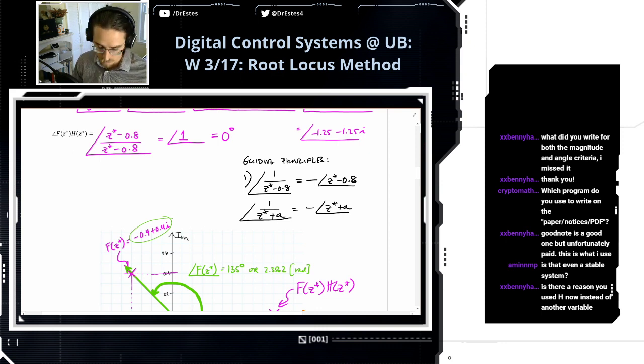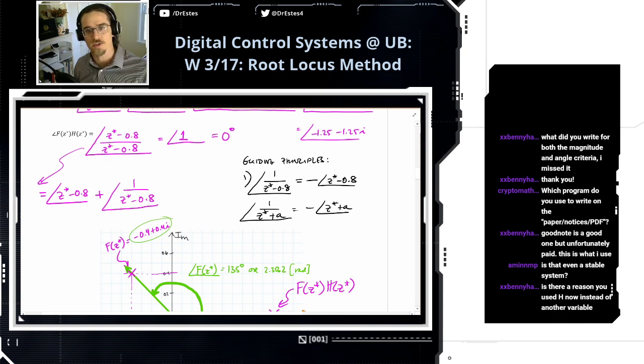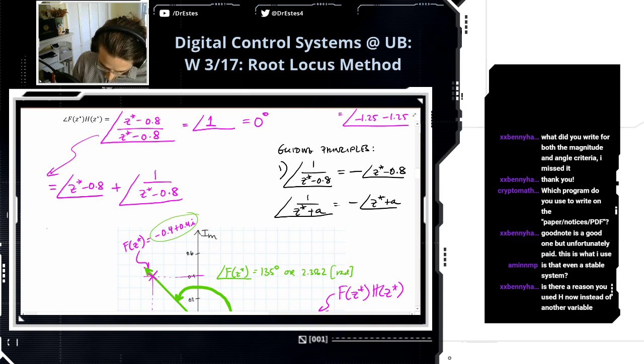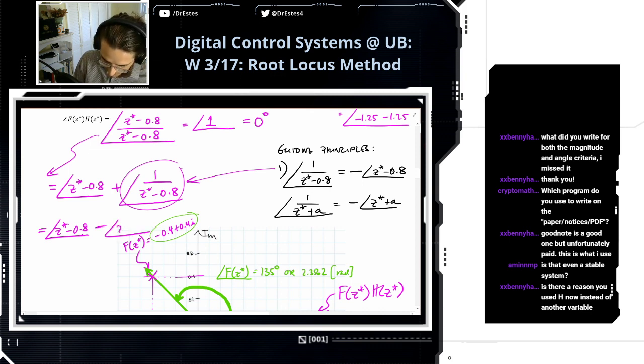Okay, so we're going to bring up another principle here when we're talking about angles. This is equal to the angle of z star minus 0.8 plus the angle of 1 over z star minus 0.8. So this is special. I'm taking the product of f of z and h of z. If I take the angle of that product, it's the same as just adding up the two angles together. And if we use our guiding principle number one over here, because this is 1 over z minus 0.8, this is the same as subtracting. And that's why it went to 0 as well.